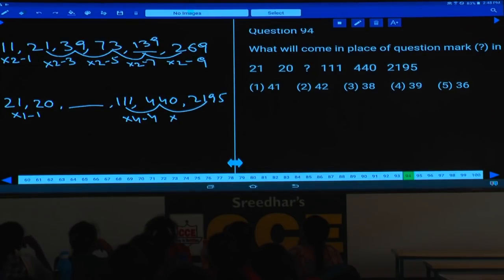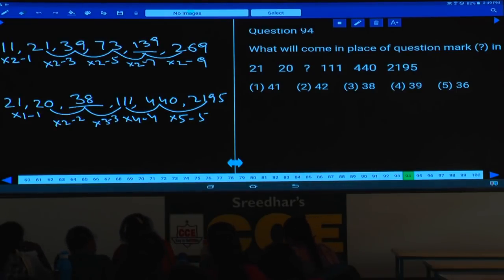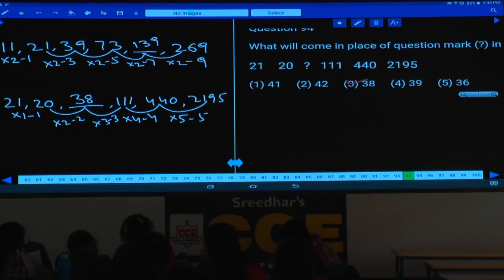And 440 into 5 is how much? 2220 minus 5. Into 4 minus 4, into 5 minus 5, into 1 minus 1, this must be into 2 minus 2. 20 into 2, 40 minus 2 is how much? 38. And 38 into 3 minus 3, that is 111. Then what is the missing number here? 38, that is given in choice 3. Choice 3, question number 94. Each of these numbers is multiplied and subtracted: into 1 minus 1, into 2 minus 2, into 3 minus 3, into 4 minus 4, and into 5 minus 5.